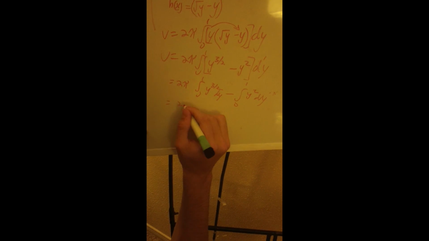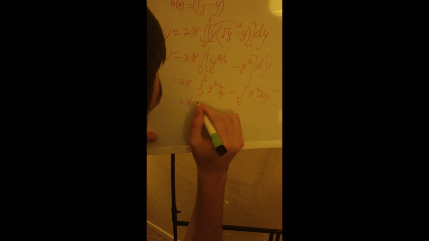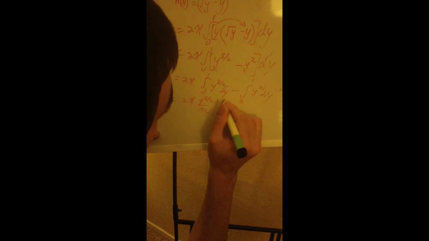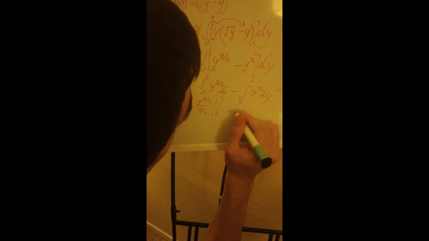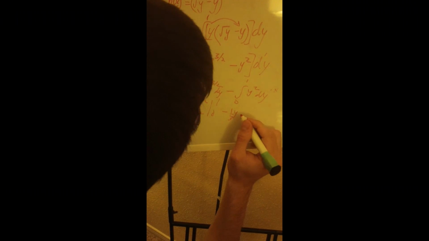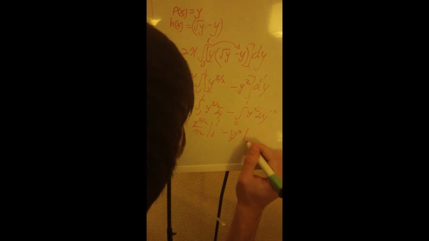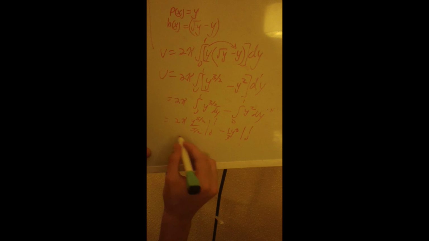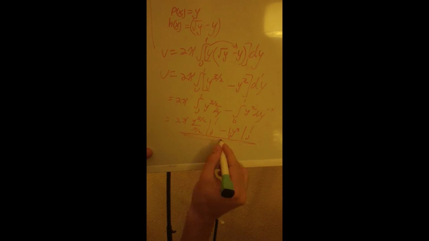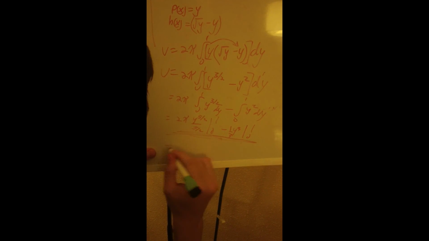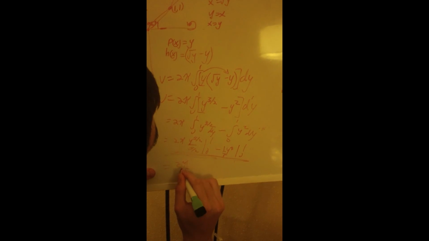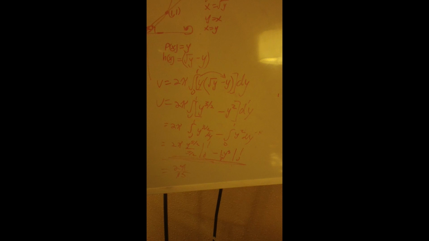And so then we can take 2 pi and we can take y to the 5/2 divided by 5/2, evaluated at 0 and 1, minus y cubed over 3, evaluated at 0 and 1. And then when you take this solution, you're going to end up getting 2 pi over 15. And that is the shell method.